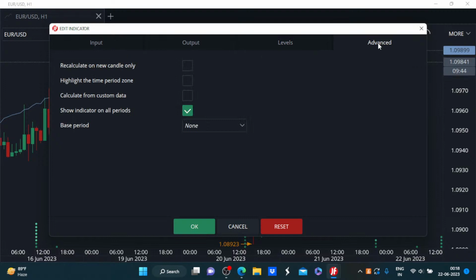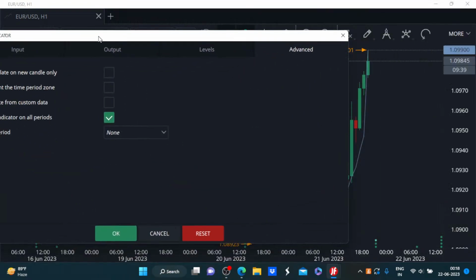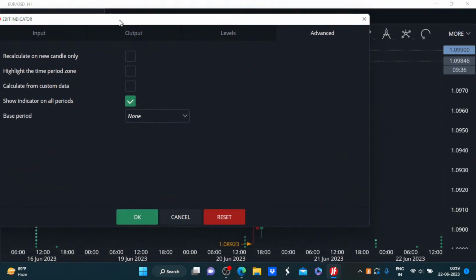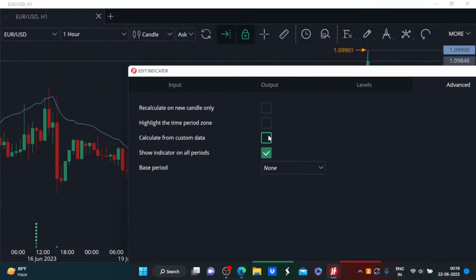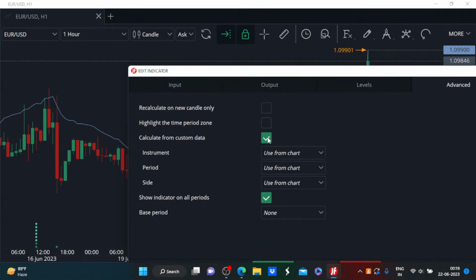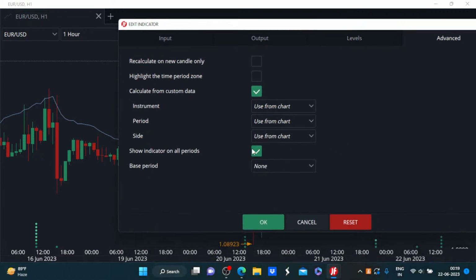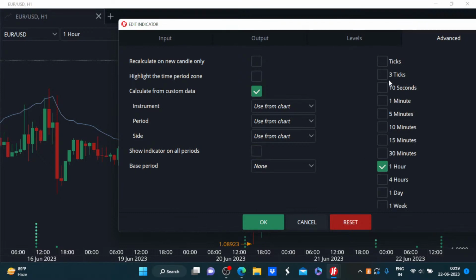Advanced editing options: you can go for recalculate on your candle only, so your output value will get fixed at the opening price for the new candle. Highlight the time period zone: whatever your calculation period is will be highlighted if you opt in. Calculate from custom data, further customization can be done with the instrument, calculate and spread side. If you want this indicator to be available on all the spread candle grades, you can do so, or else you can even specify the particular candle grade on which you want this indicator to be available, and on that time frame, this indicator will be available.